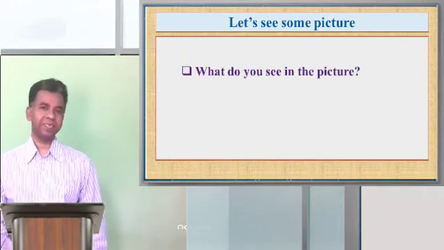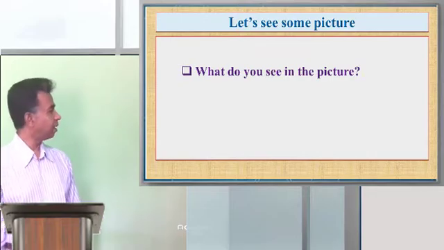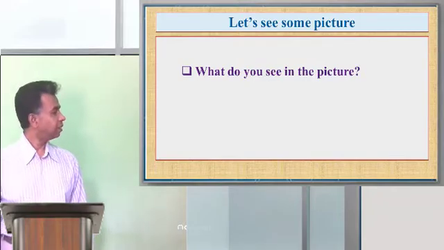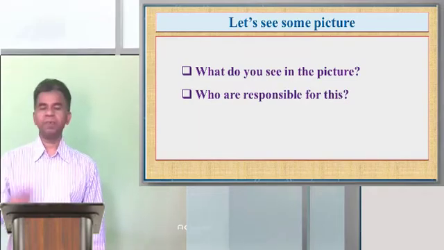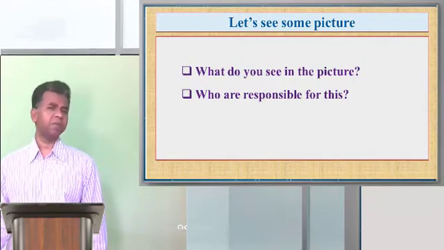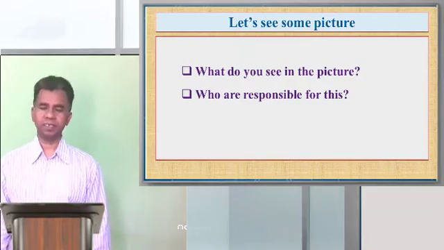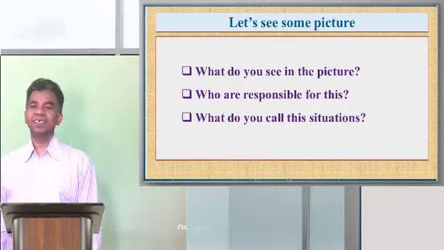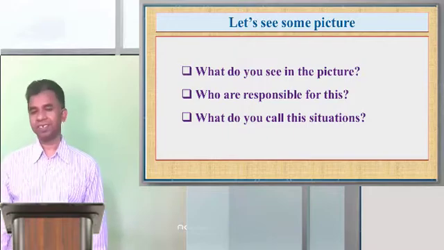What do you see in the picture? Yes, you're correct. We see in the picture the place is very dirty. What is responsible for this? Yes, you are correct. We are responsible for this. Our people are responsible for this. What do you call this situation? Yes, you are correct. Environment pollution.